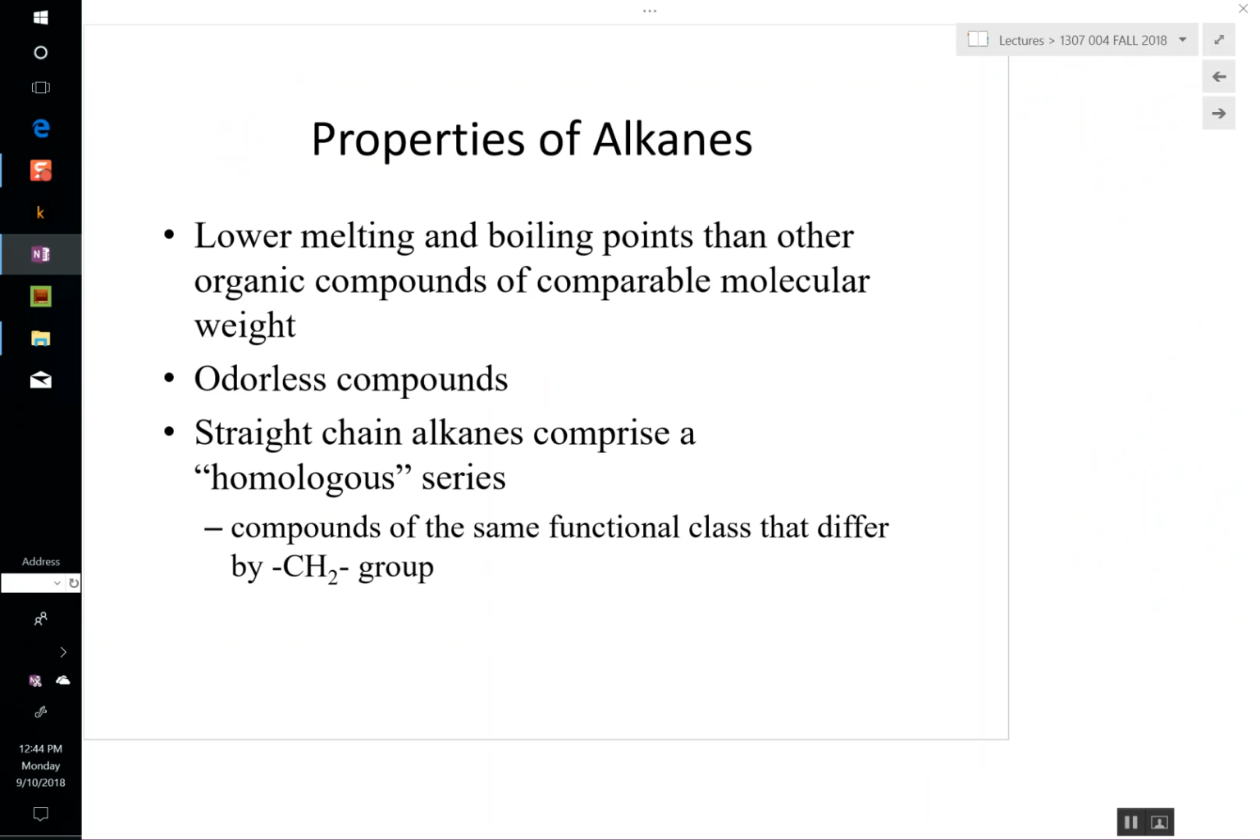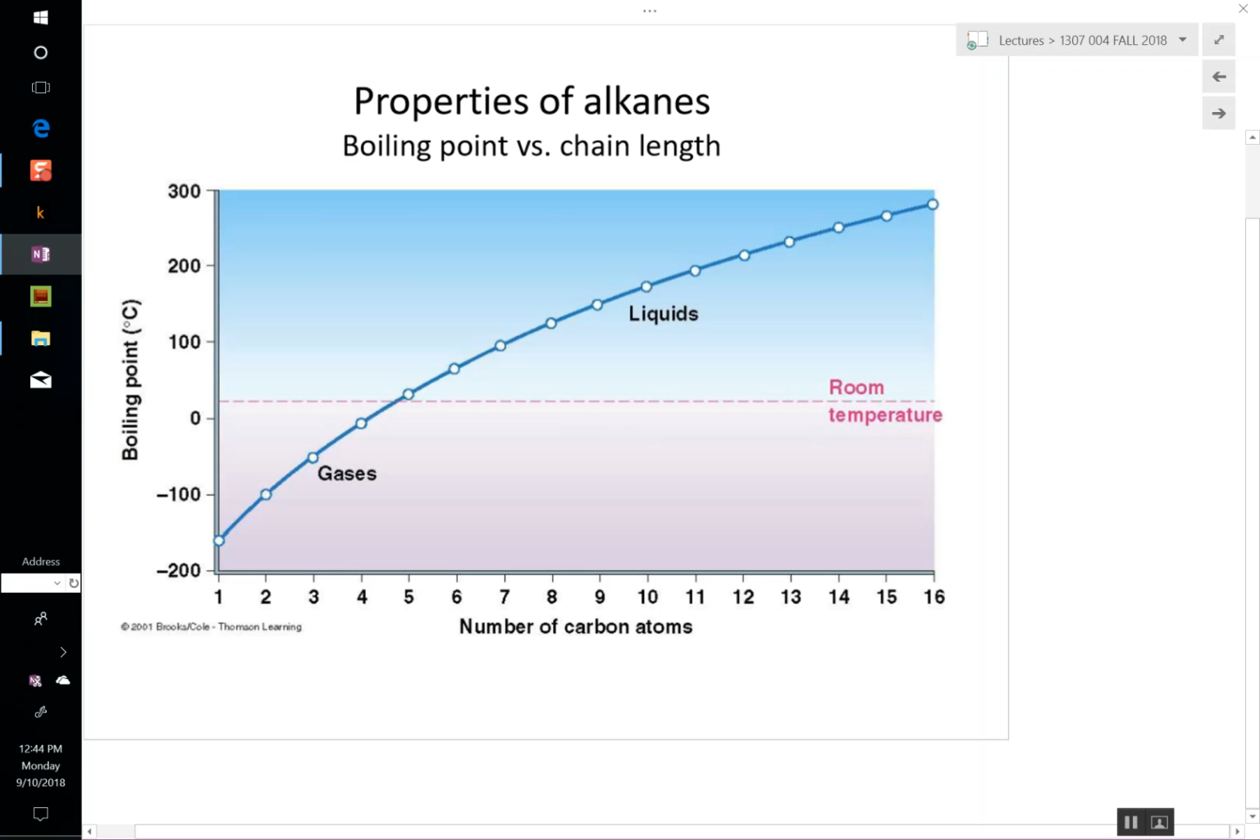Lower melting and boiling points than other organic compounds. Just a general trend. Now, whenever I put a graph up like this, try to get your feet on the ground, your bearings. What is this trying to say? So look at the axes.